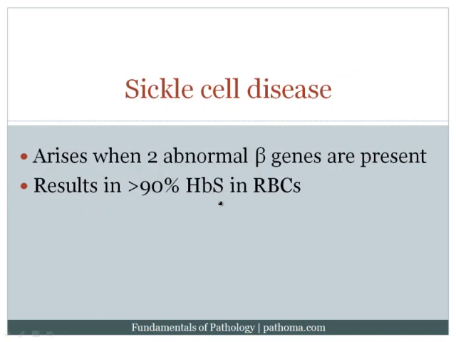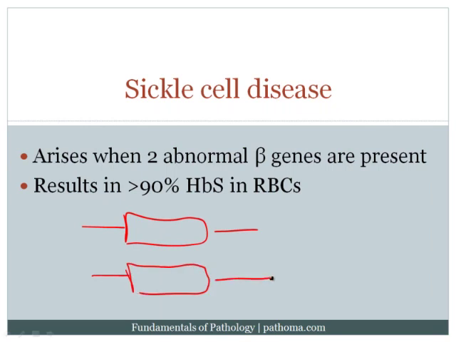When patients have two abnormally mutated beta chains, that's called sickle cell disease, and it results in greater than 90% production of hemoglobin S. Here's the idea. We know that we have two beta genes. So here's beta gene 1 and here's beta gene 2.